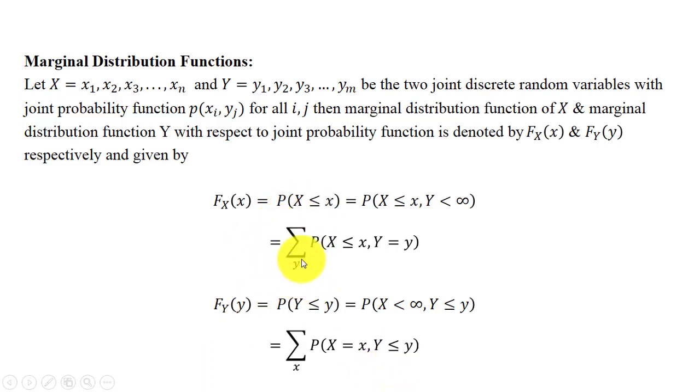And if you take the sum over all y, it means that you are keeping x fixed. So it is denoted by the marginal distribution function of x.